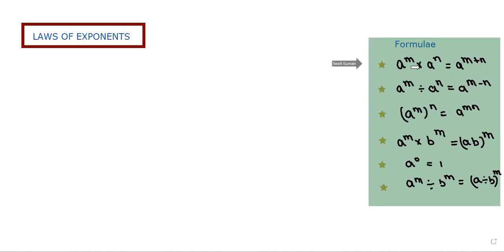So the first we have, as you can see, a raised to m into a raised to n is equal to a raised to m plus n. So let us discuss this property. First of all, you should know that this is called the base and this is called the power or exponent. So we have the first property as a raised to m into a raised to n is equal to a raised to m plus n.